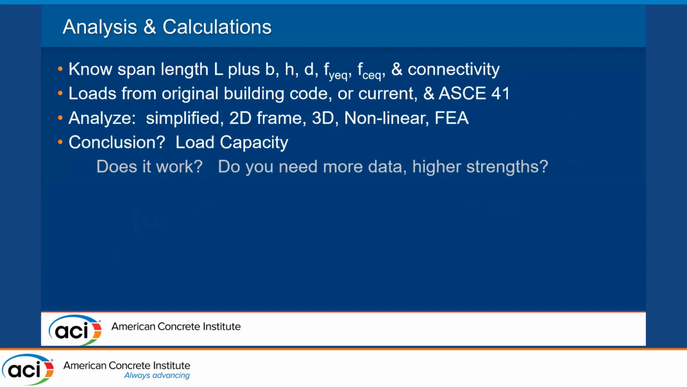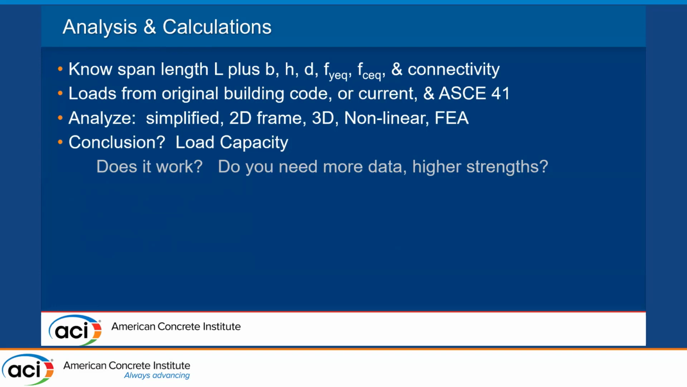Analysis calculation. Well, now that you've done all that work, you can take a shower, come back inside, and the span length, width, depth, D distances, and equivalent yield strength because of statistics, equivalent concrete strength, the connectivity of elements. You have loads from an original building code or from the current building code if it has to act, that is ASCE 7, as well as seismic from ASCE 41 if you're doing seismic retrofit.